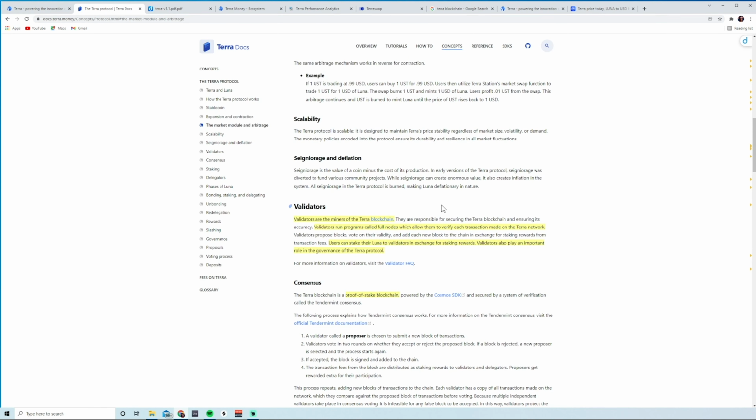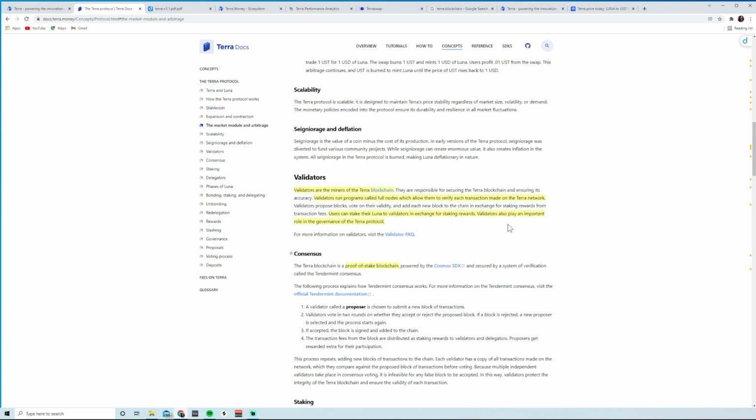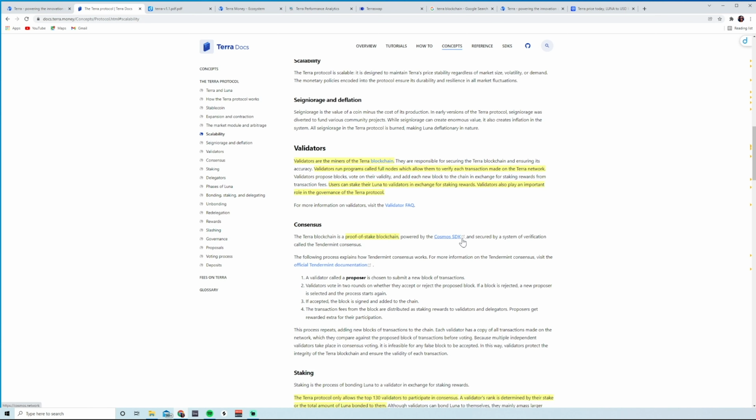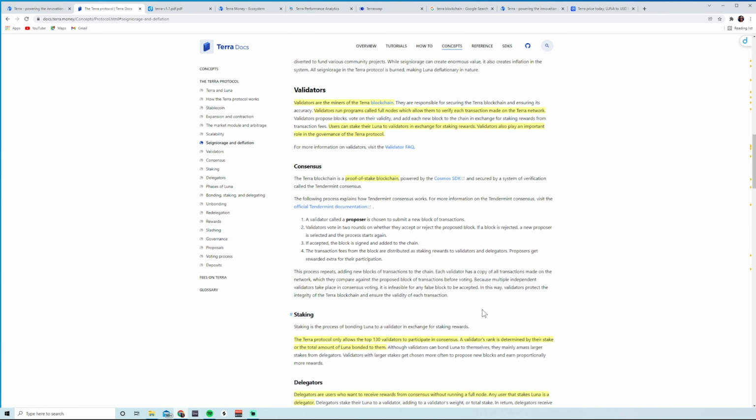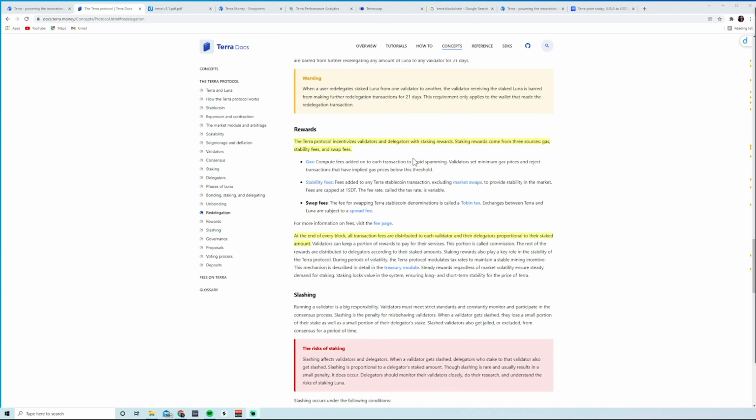And as I've explained, the delegators are people who can vote using the amount of Luna tokens they hold and put it behind a selected validator and get a proportion of whatever they put in as rewards for their staking, essentially. So, as we previously established, the Terra protocol incentivizes the validators and delegators with staking rewards. Now, where do these rewards come from? They come from the fees.